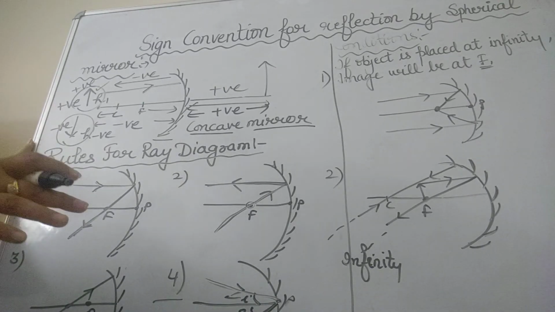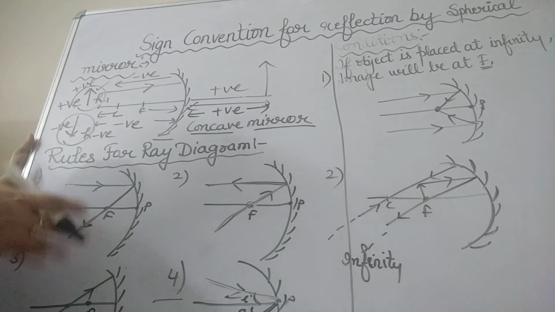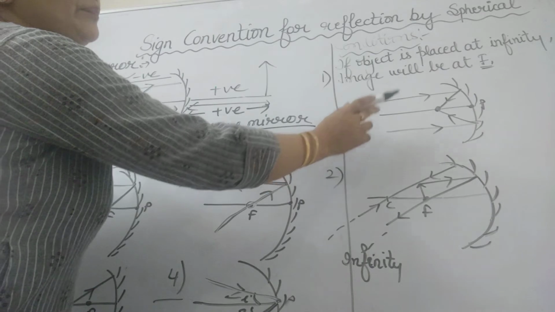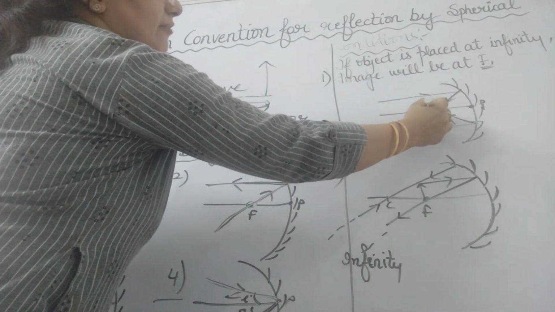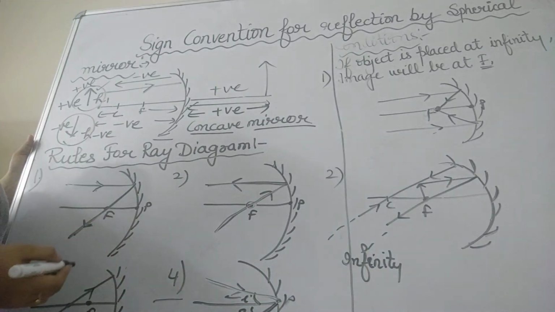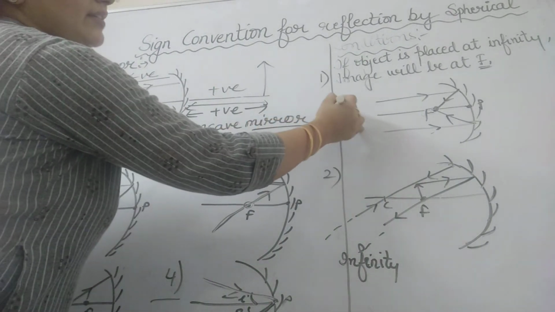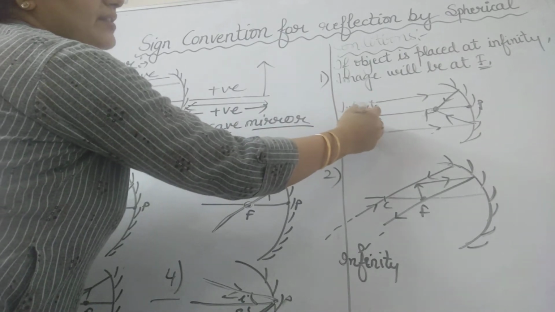If the object is placed at infinity, suppose any object, you don't know where it is placed, its distance. If the object is placed at infinity, the image will be at F. Here this is F. The image will be formed at F. You can look at it. So you can see here, this is infinite distance, right? And you don't know the distance.